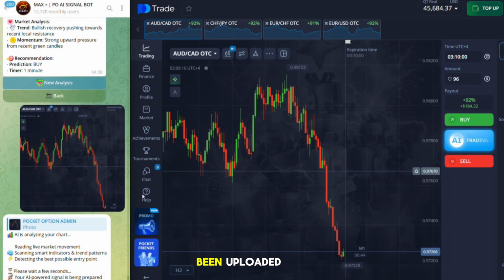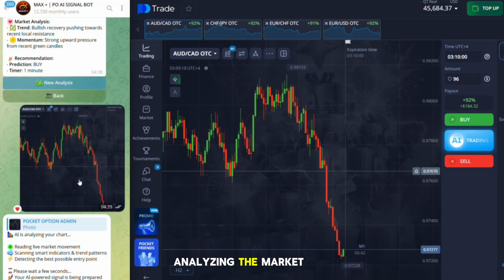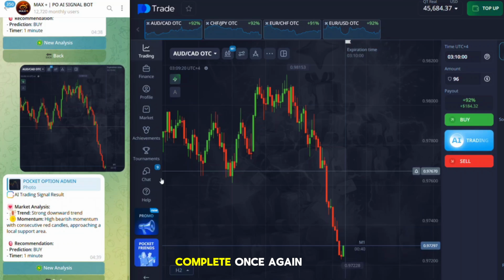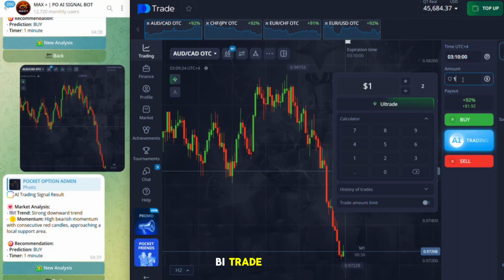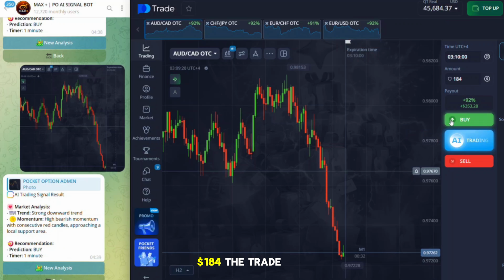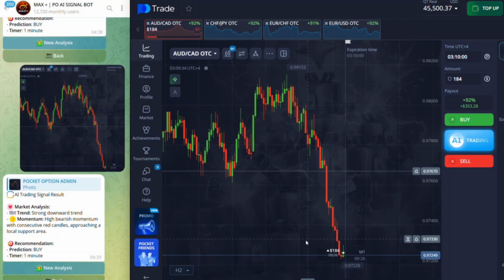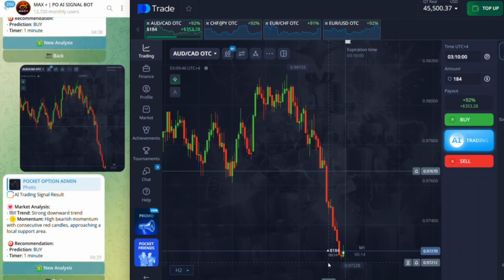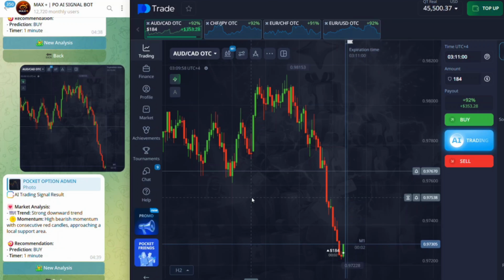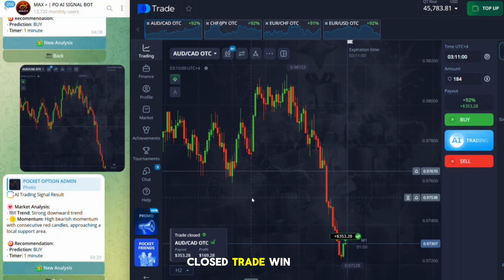The screenshot has been uploaded. The bot is analyzing the market. The analysis is complete. Once again, Max Plus Bot is suggesting the BI trade with a 1-minute expiration time. We'll increase our trade amount to $184. The trade is now active. The position has closed. Trade win.